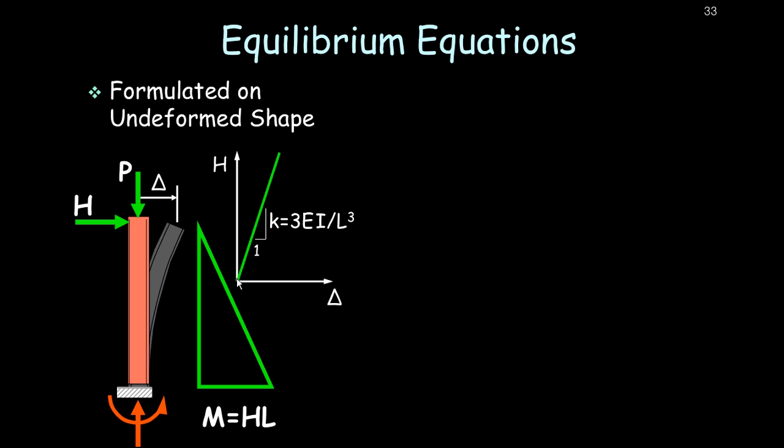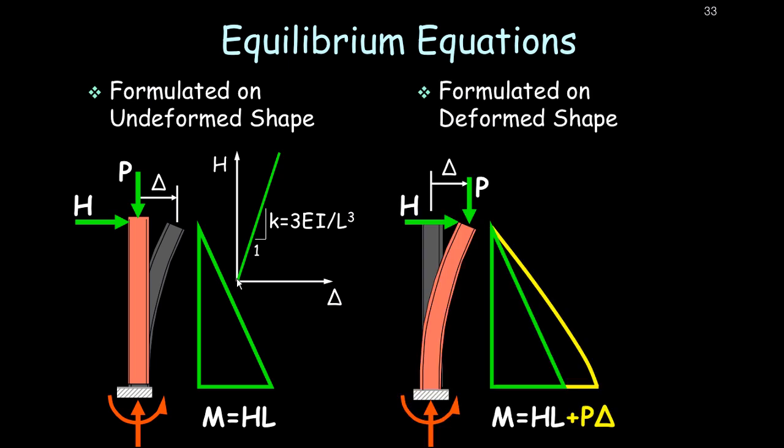All right? But things change pretty quickly if we face reality and formulate our equilibrium on the deformed shape. So now I've got my free body diagram over here on the right, and I'm going to do equilibrium on the deformed shape. Of course I've still got the moment down at the base being H times L, but I've also got an overturning moment, P times delta, that is adding on top of that H times L. So the total moment at the bottom is actually larger. It's HL plus P delta. And of course this varies. The deflection is not linear. So the P delta effect does get smaller as we get towards the top of the structure, but it's certainly not going to get smaller in a linear fashion. So it's certainly a more complicated situation.